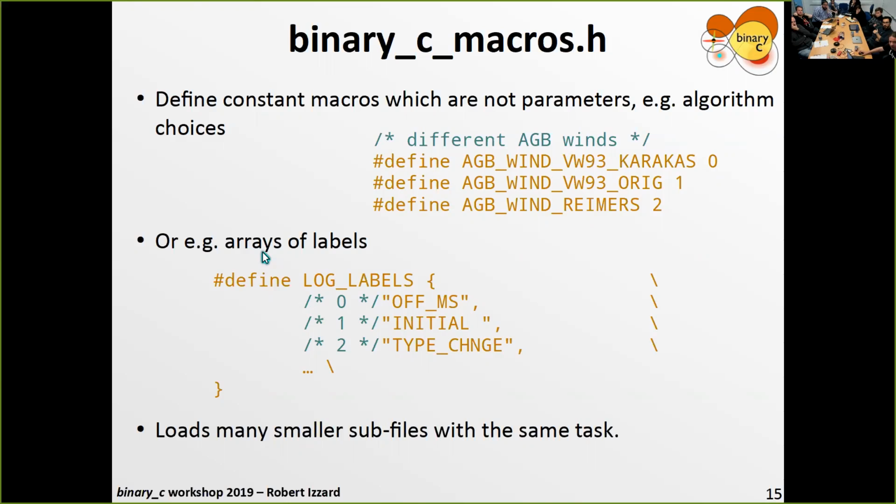You can also define arrays of labels, for example, like this. So this is, you just use the curly brackets. This is just how you define arrays in C. So it's very easy. And then instead of actually putting the array in your code, you just write the word log labels. That works much better. And binary C macros also loads many other macros files that are in binary C. It just loads them recursively. So you don't have to.